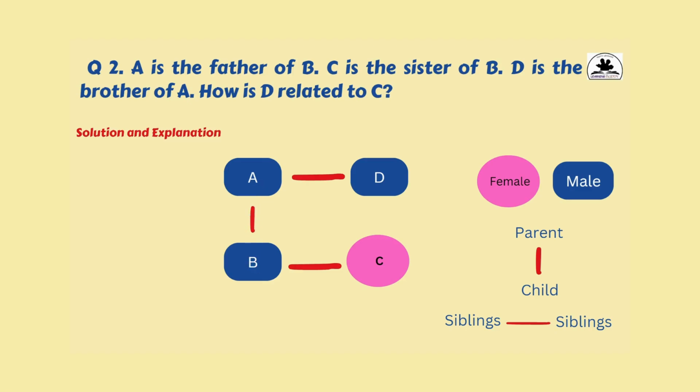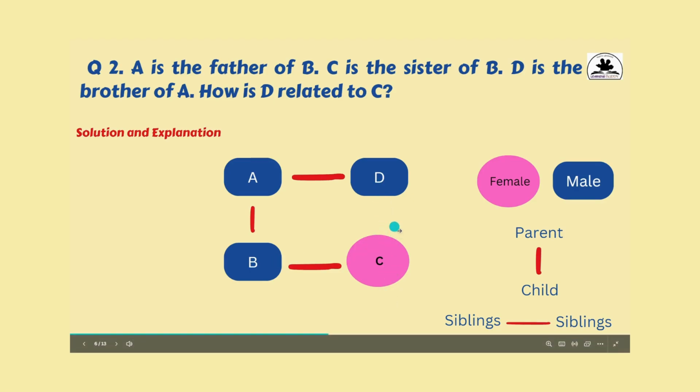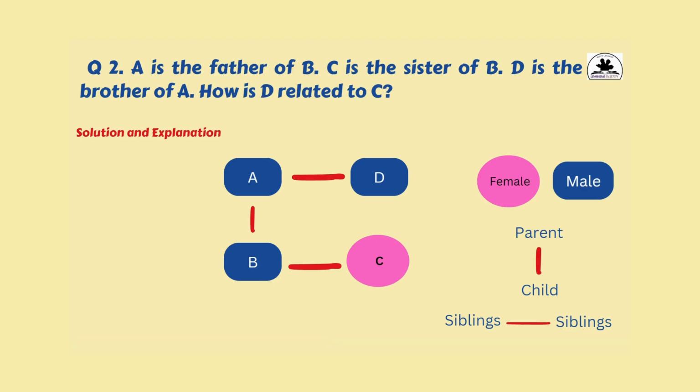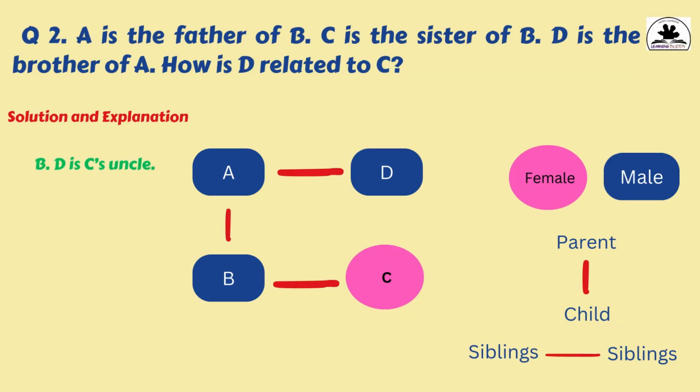So the question is, how is D related to C? Now here we have to find the relation between D and C. Now we can see here that there is a generation gap between D and C. So what we can conclude here is D is C's uncle.